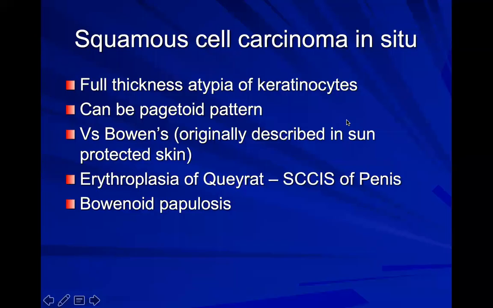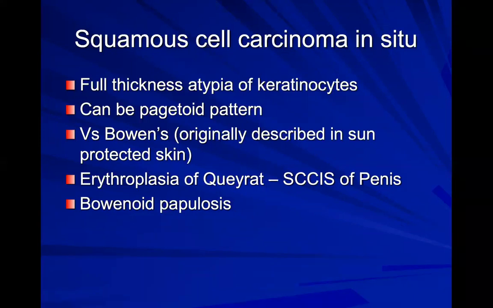Squamous cell carcinoma in situ is when, in the epidermis, you have full thickness atypia of the keratinocytes. Sometimes it's confluent in full thickness, sometimes it's pagetoid, meaning all the cells are normal and then you just have a few abnormal cells skipping up toward the top. That still counts as full thickness. Bowen's I do not use synonymously with squamous cell carcinoma in situ.